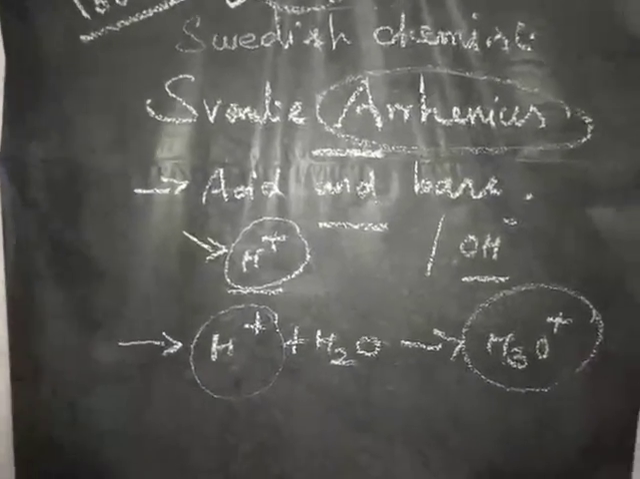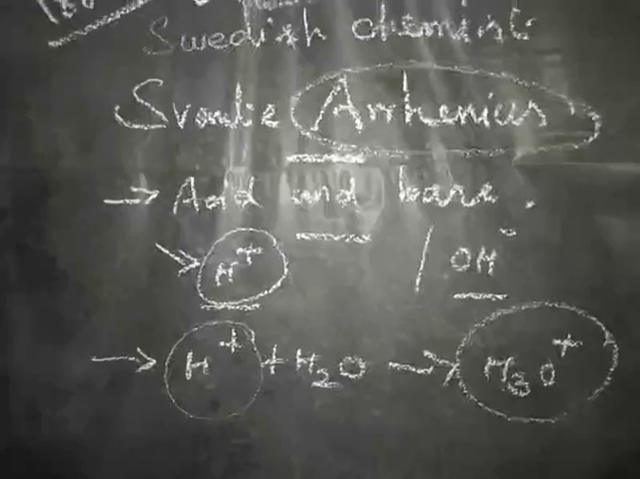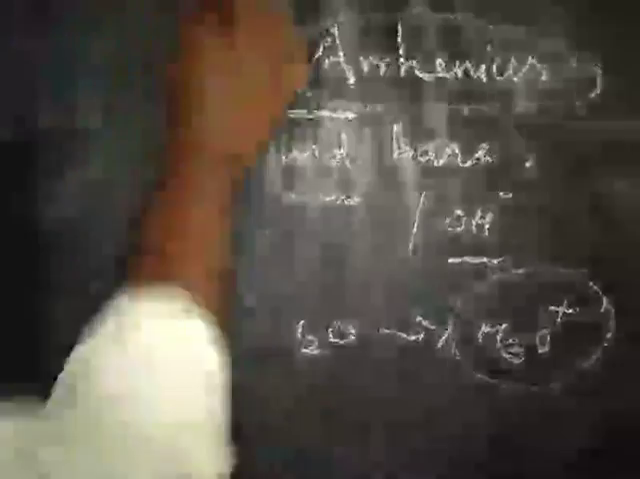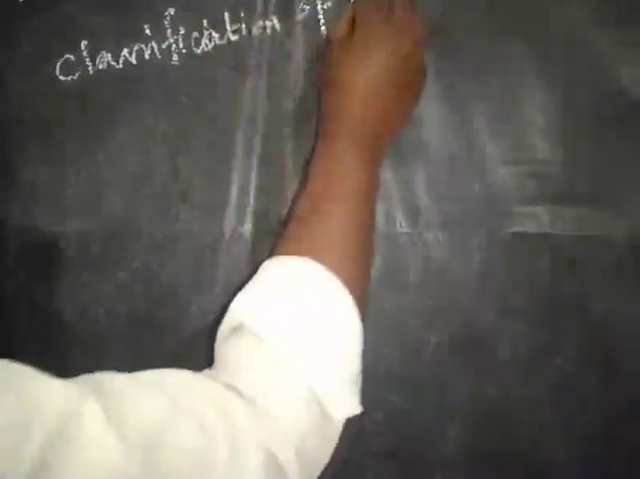Next, ion formation by acids. There are different types of acids: monobasic acid, dibasic acid and tribasic acid, based on the number of H plus ions associated with the acid. Next, classification of acids. First one, based on their sources.